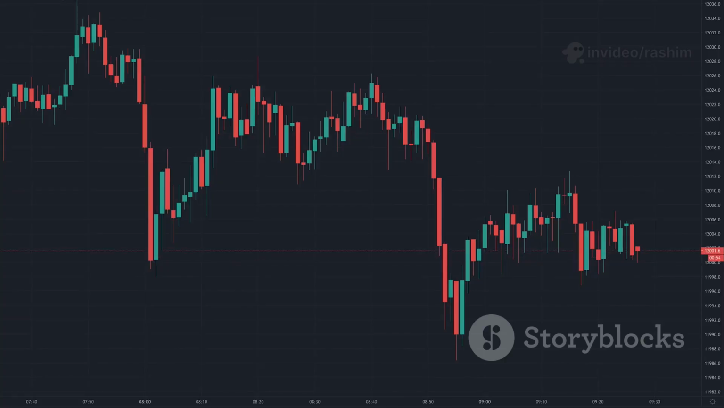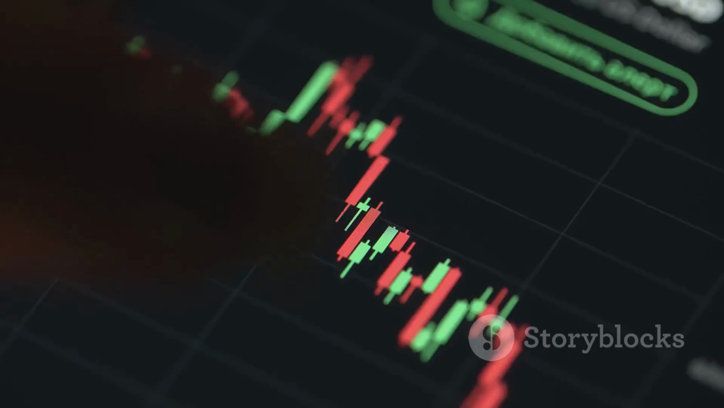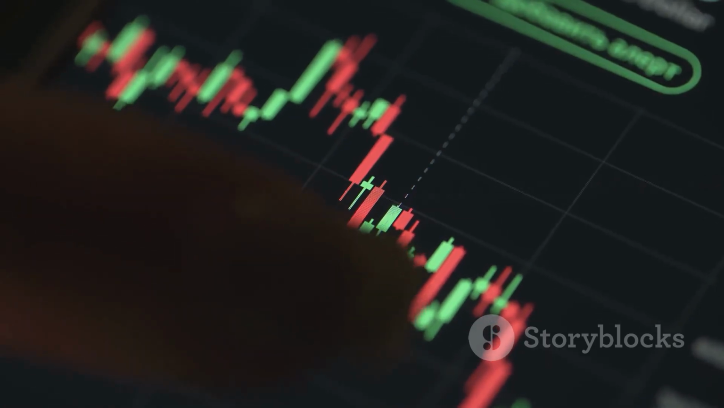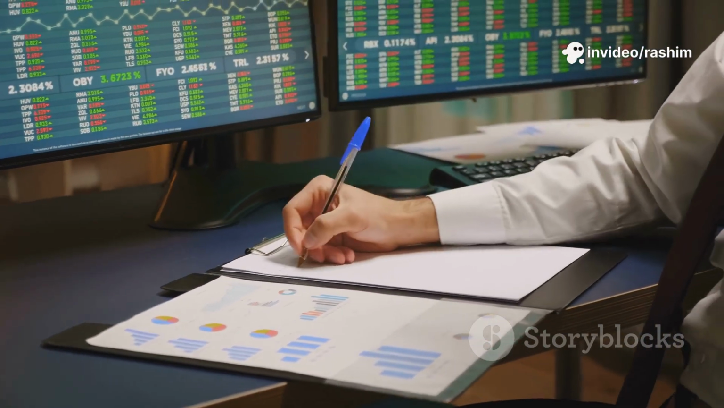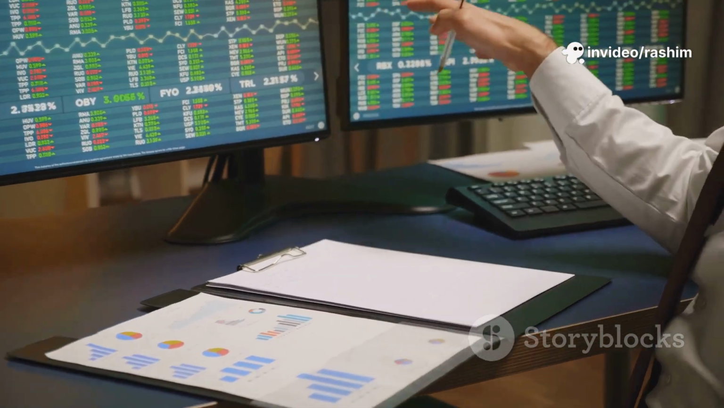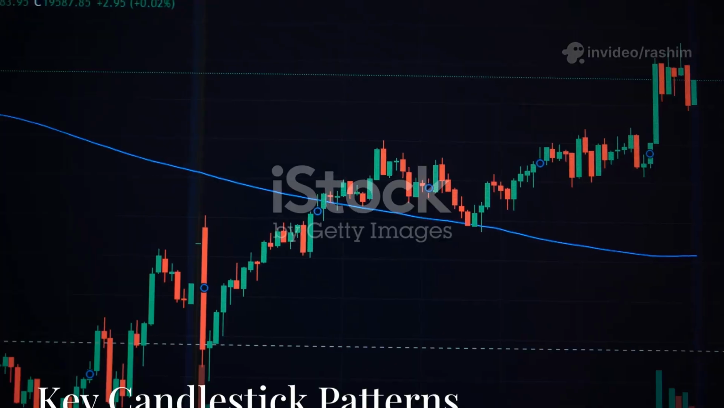The length of the wicks also provides valuable clues. Long upper wicks can suggest that sellers are starting to challenge the buyers. Understanding these basic elements is the first step toward mastering the art of candlestick analysis and becoming a more proficient trader.